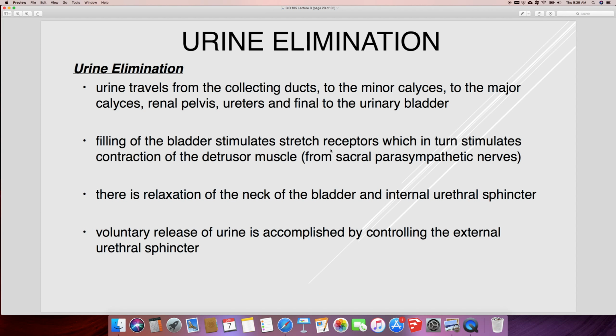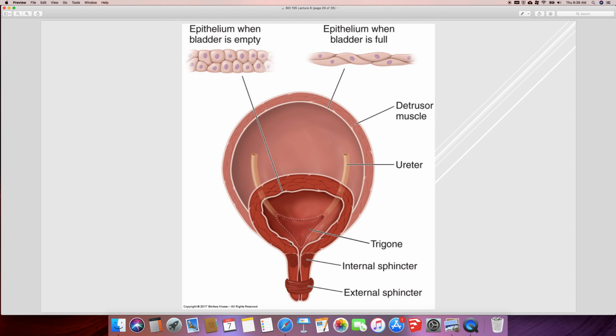So basically, urine elimination: as the bladder fills with urine, stretch receptors stimulate contraction of the detrusor muscle, which is the smooth muscle of the urinary bladder. This is the parasympathetic function. The neck of the bladder relaxes. The internal urethral sphincter relaxes. This is not voluntary. Again, this is controlled by the autonomic nervous system. And then the voluntary release of urine is accomplished by controlling the external urethral sphincter, which is obviously voluntary skeletal muscle, which is being shown here.